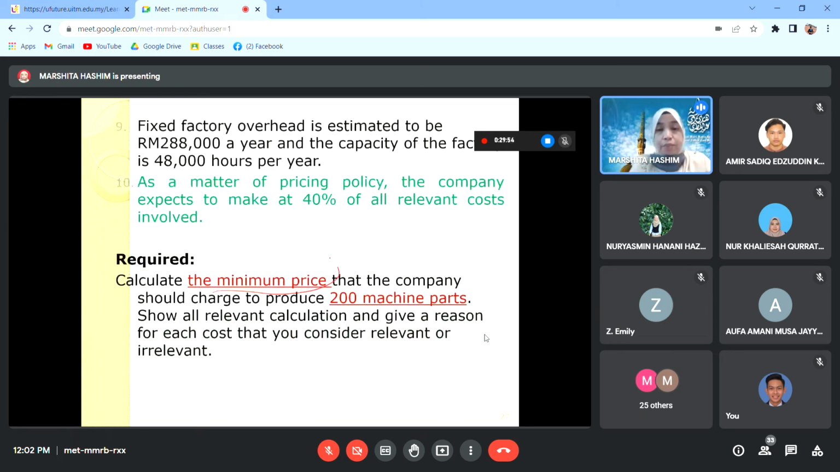Requirement: calculate the minimum price that the company should charge to produce 200 machine parts. So minimum price is equivalent to total relevant cost. But information number 10, as a matter of pricing policy, the company expects to make 40% of all relevant costs. So in this case, for the minimum price, you must add 40% profit. And then show all relevant calculations and give reasons for each of the costs that you consider relevant or irrelevant.